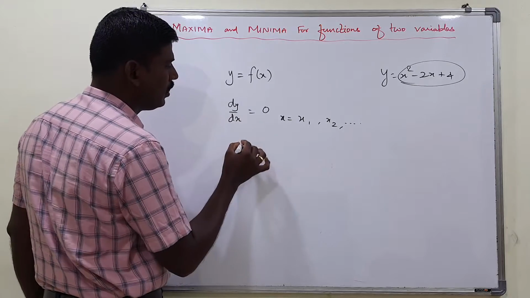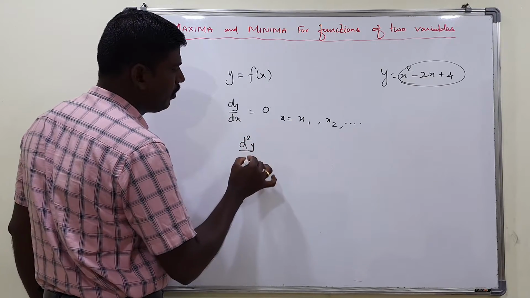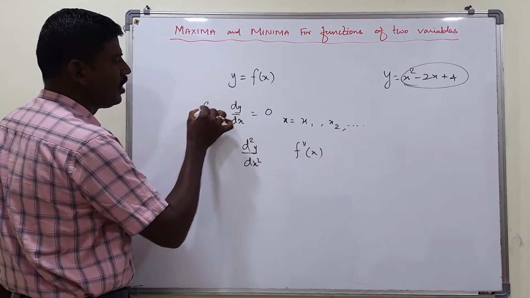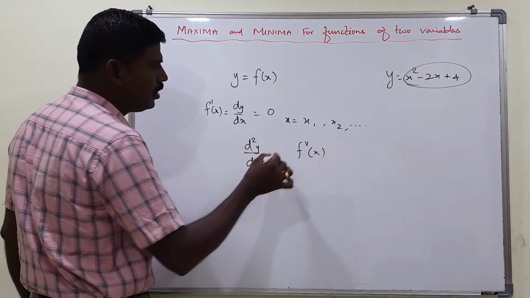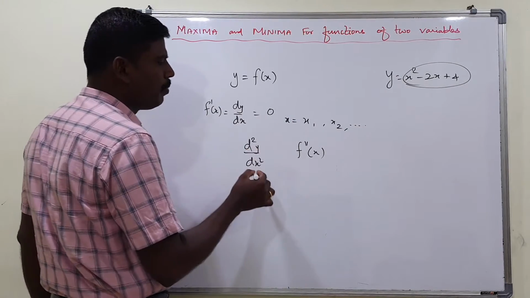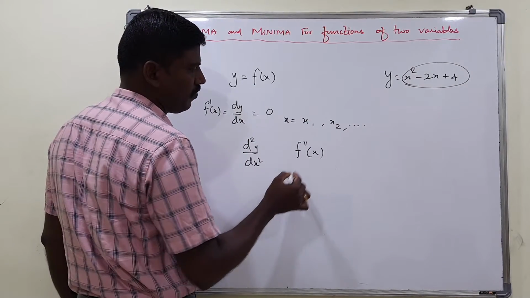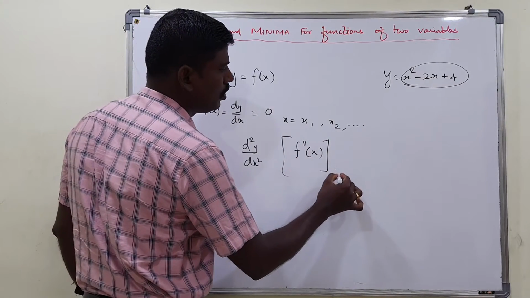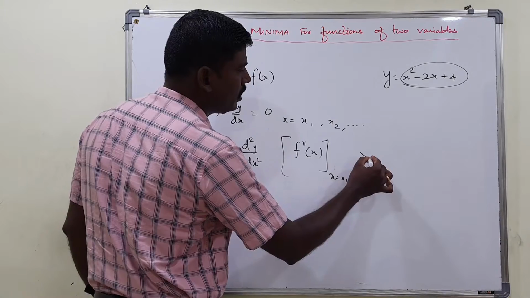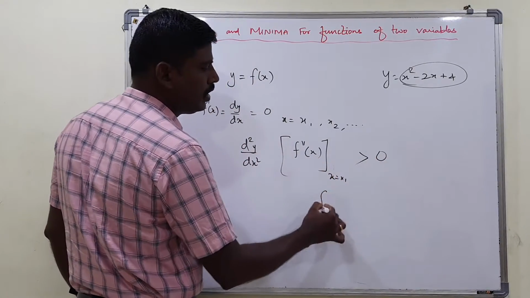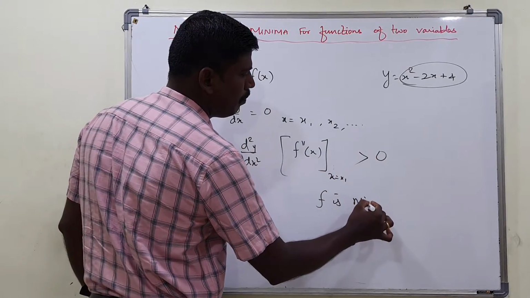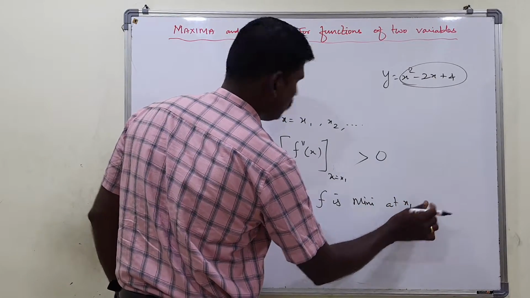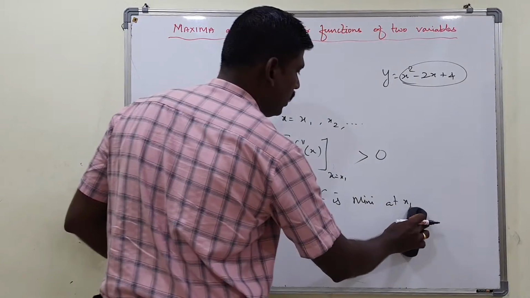And then go to the second order derivative d square y by dx square, that is f double dash of x. This is f dash of x. So finding the second order derivative of f, that is f double dash of x. After finding f double dash of x, substitute these points one by one. If it is greater than 0, if it is positive, then f is minimum at x equal to x1, isn't it?